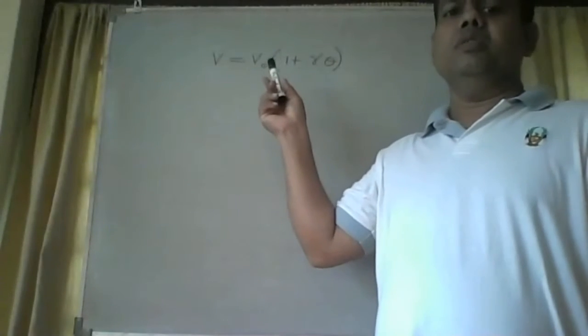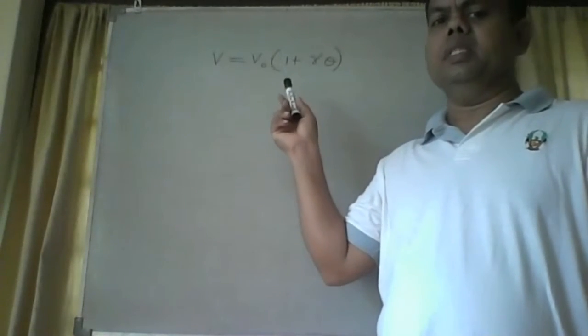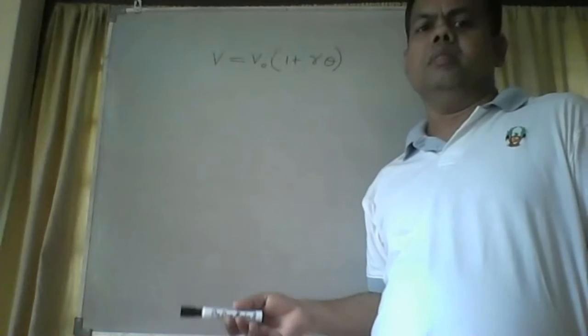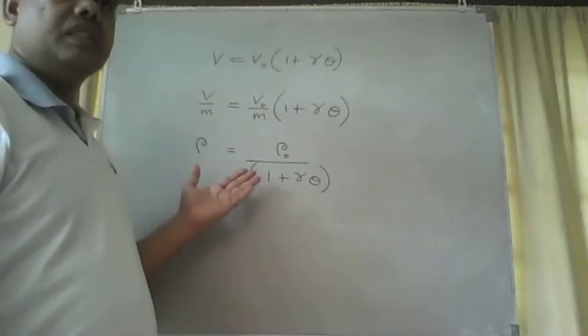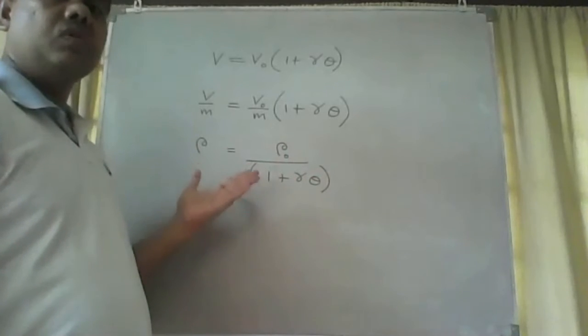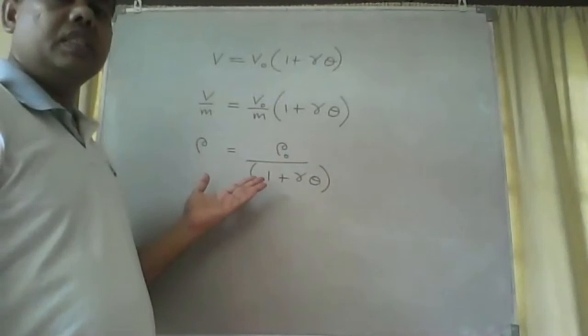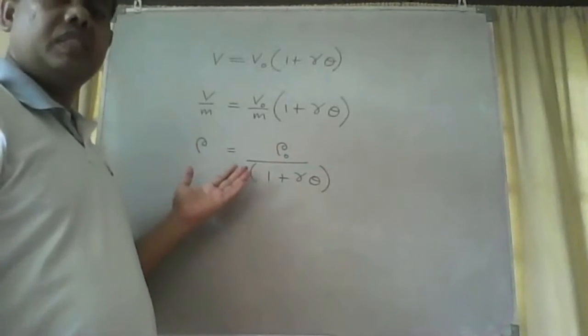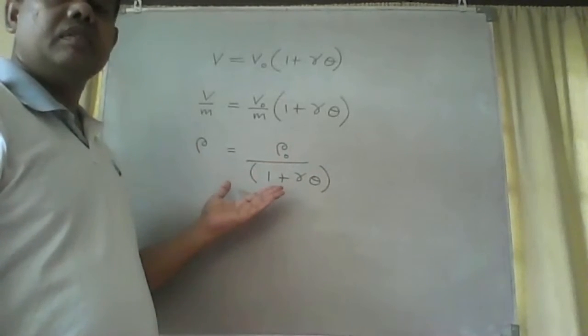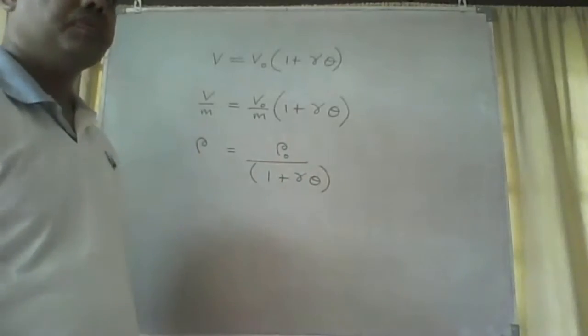V equals V naught times 1 plus gamma theta. Since mass does not change with temperature, we can find out this relationship of change of density with temperature.